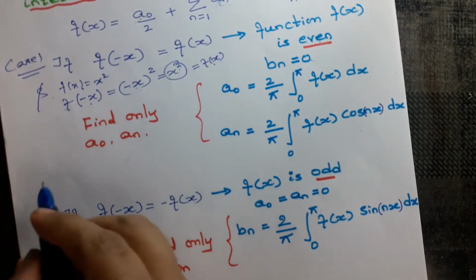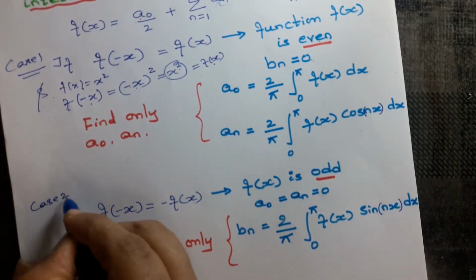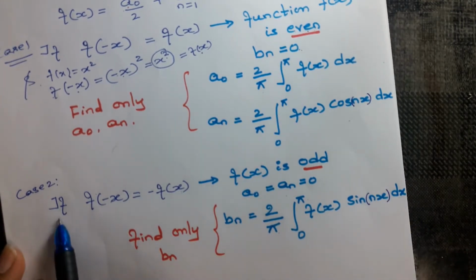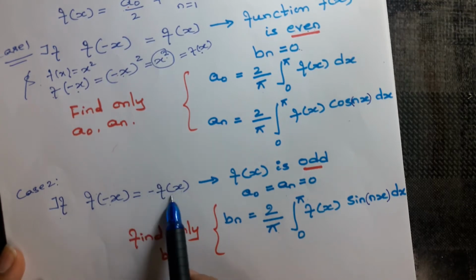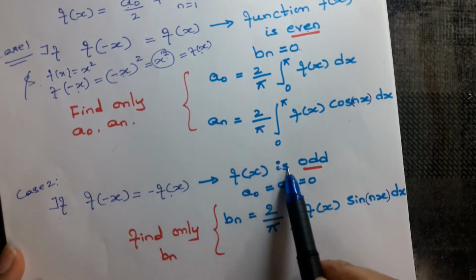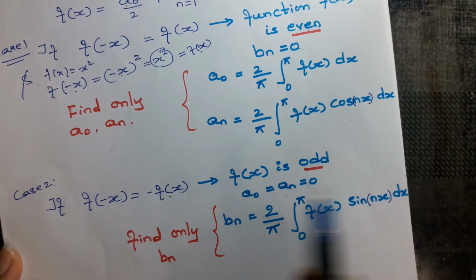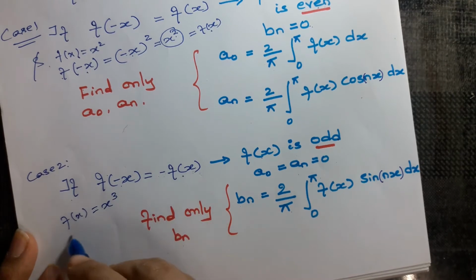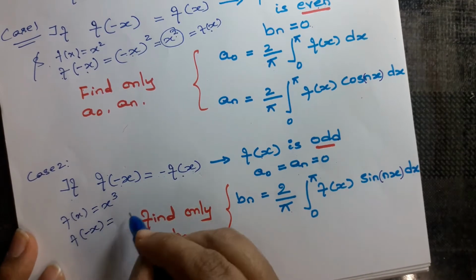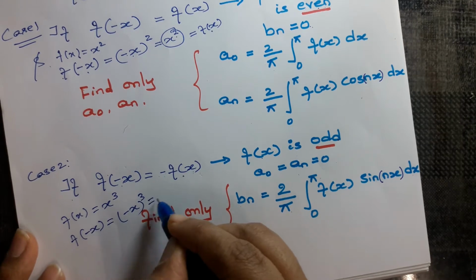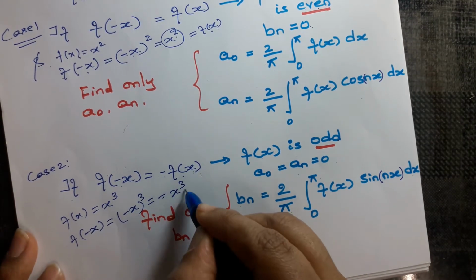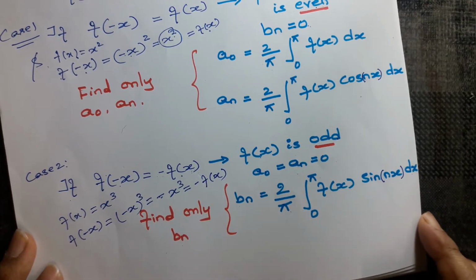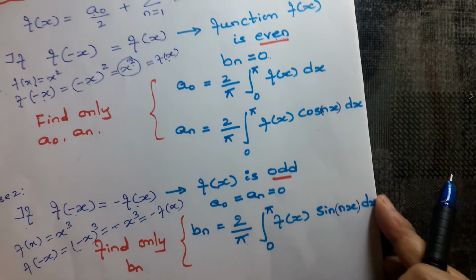Second case, case 2. In the second case, we will check whether the function is an odd function. If f of minus x is equal to minus f of x, then the function f of x is said to be an odd function. For example, f of x is equal to x cube. If you change x to minus x here, I will get minus x whole cube, that is minus x cube only. You are getting a minus sign, so I will get minus f of x. Such functions are said to be odd functions. In an odd function, what happens?